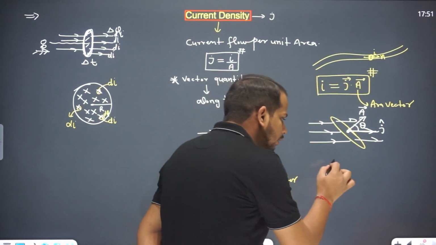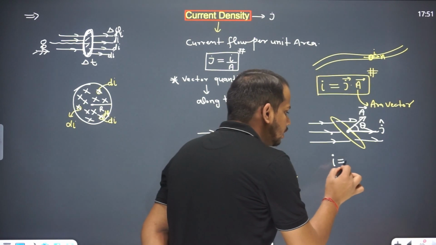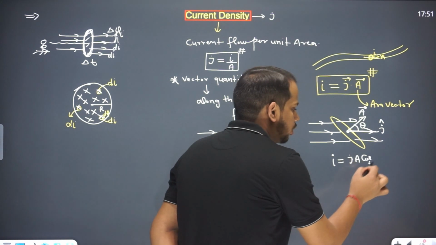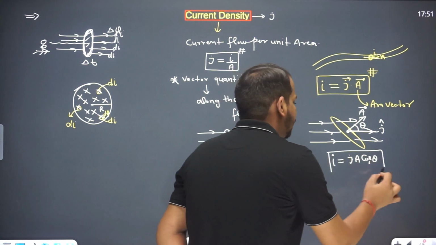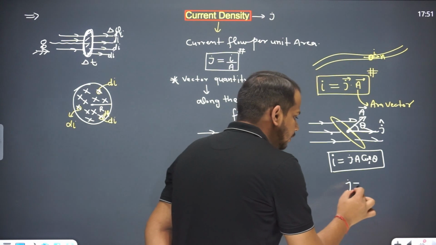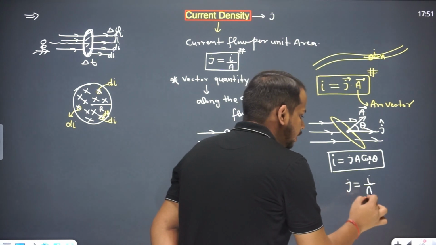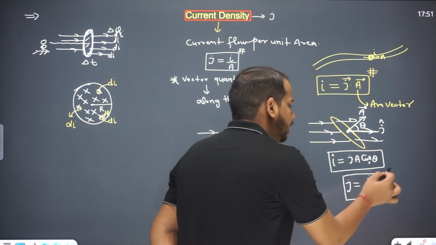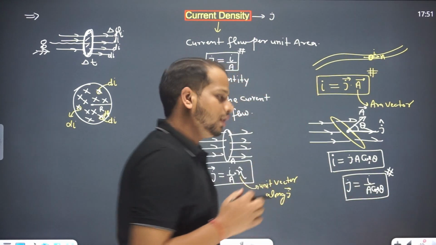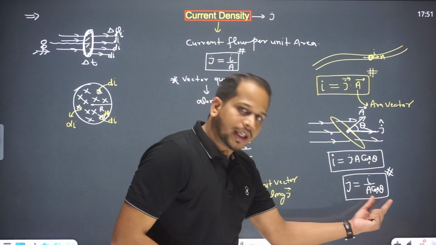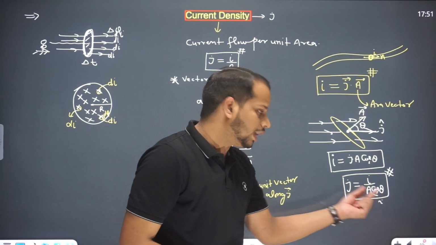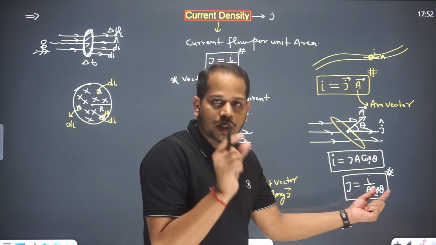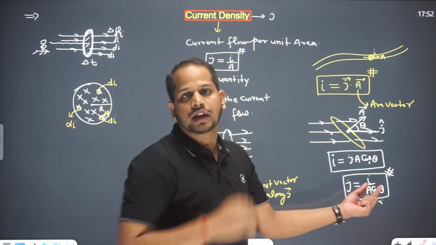So what is the current here? I equals J dot A means JA cos theta. This is the value of current we have. So the current density is I by A cos theta. What is A cos theta here? A cos theta is the component of area which is perpendicular to the current flow, right?